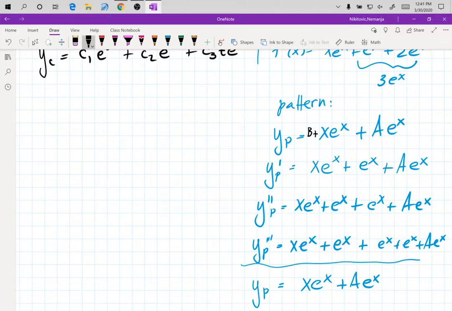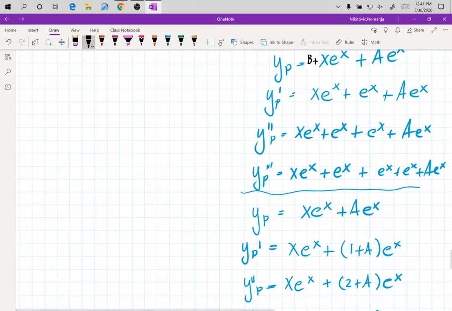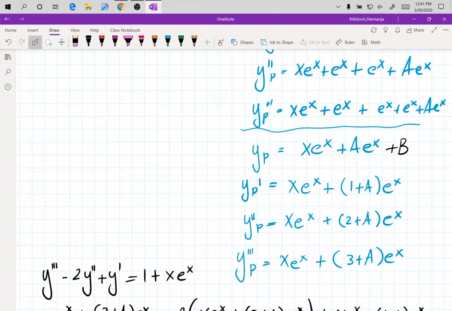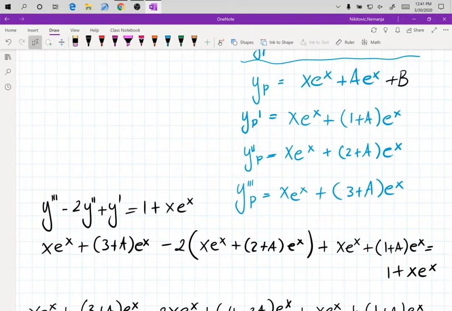So now we clean them up. y_p, there is still a plus b that I forgot there, but we're not plugging y_p in, so that doesn't change anything yet. And then y_p triple prime, so here we go, it is x plus 3 plus a e^x minus 2 times, and then a mess for the double prime, plus 2a e^x plus x e^x plus 1a e^x. And all of that mess needs to be equal to 1 plus this.